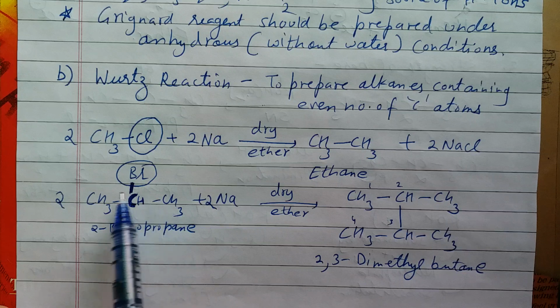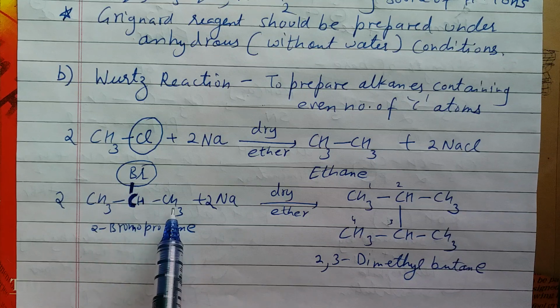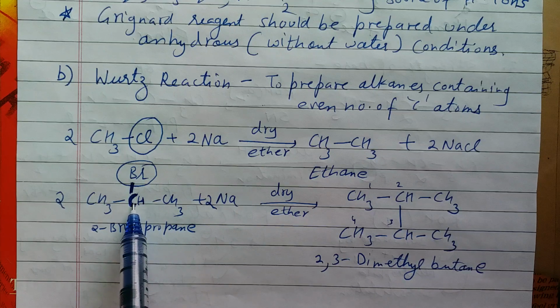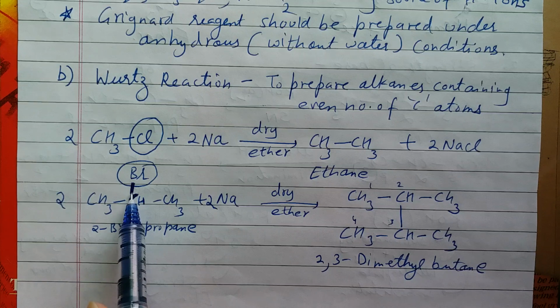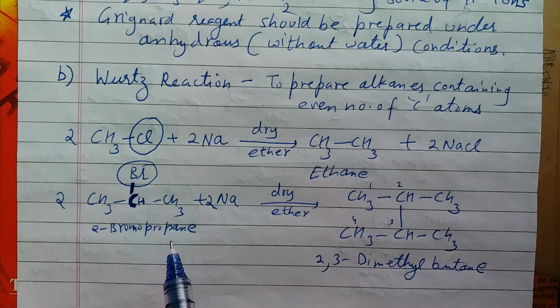When you double the number of carbon atoms, be careful. You have to connect the groups through the carbon from which the halogen is removed. Don't just connect it from the terminal ends, right? The two such groups are to be connected through what? The center carbon. Why in this case? Because the center carbon is the one from which the halogen has been removed. So this is how Wurtz reaction can be used to prepare alkanes containing an even number of carbon atoms.